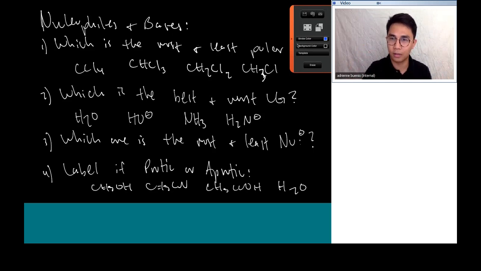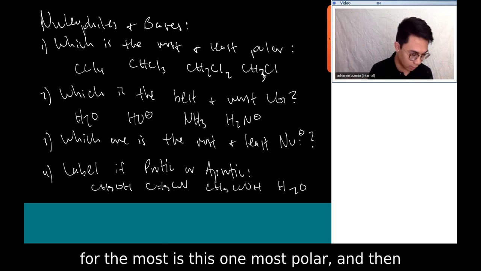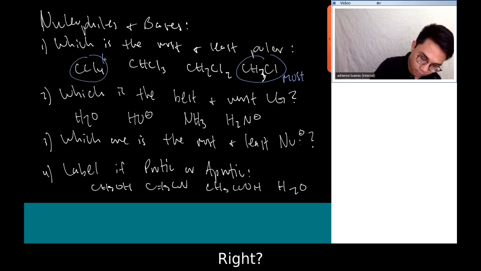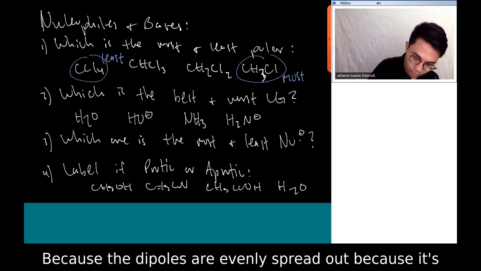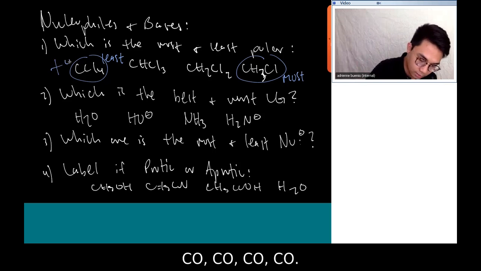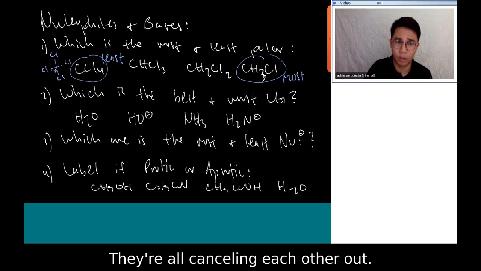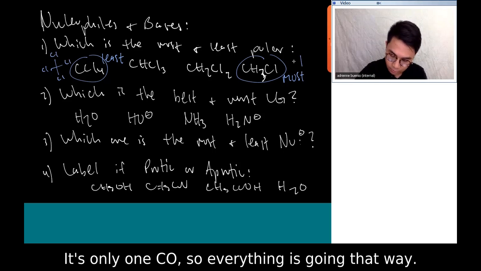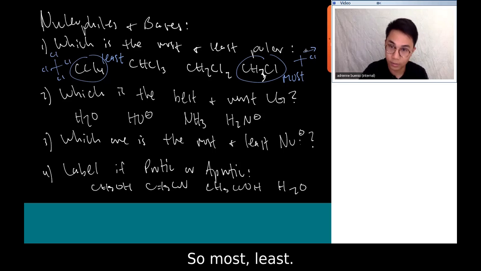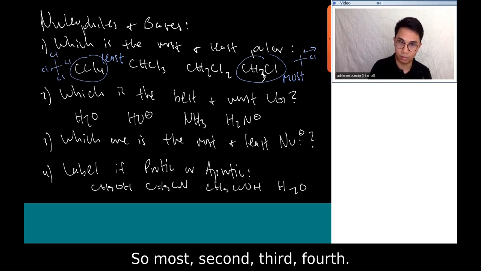So this is what I got. Let me do this one. Okay, you should have gone for this one as the most polar, and then this one for the least, right? And why? Because in this one the dipole moments are evenly spread out, because there are 4 Cls. Cl, Cl, Cl, Cl, and they're all canceling each other out. This one does not. It's only one Cl, so everything is going that way. Okay, so most, least, and then you can even order these: most, second, third, fourth.